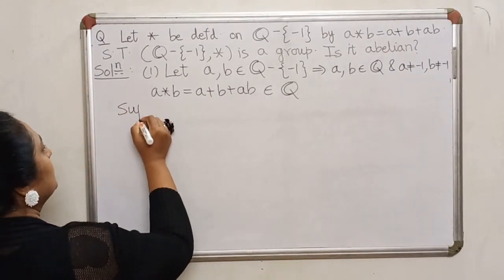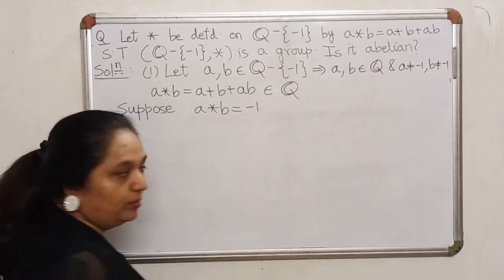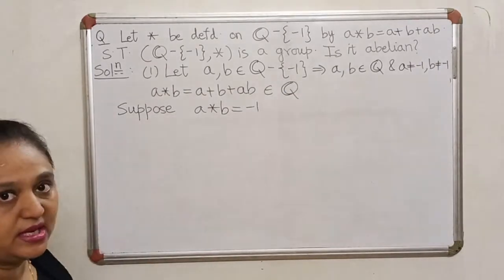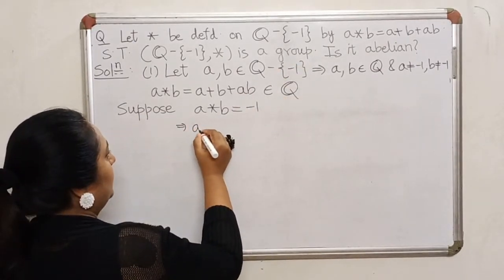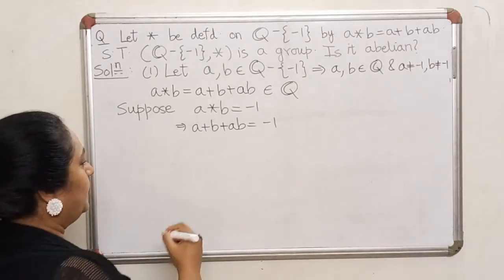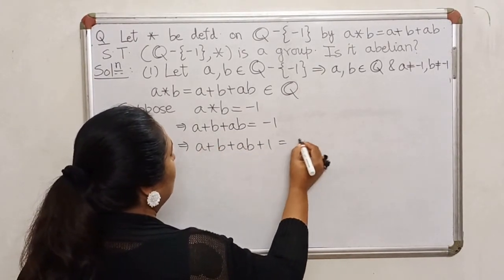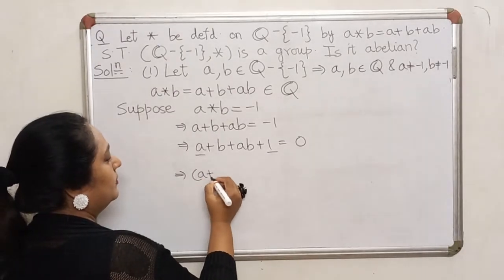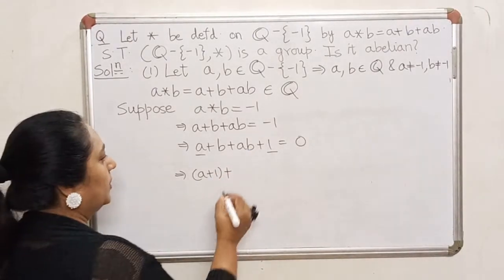So suppose in some case a star b does actually become equal to -1. Now I need to come up with some kind of a contradiction. That's the intention. But for the moment, let me simplify. Substitute for a star b. a star b is a plus b plus ab. That should be equal to -1. Let me take 1 on this side. So I'll get a plus b plus ab plus 1 equal to 0. So let me put these two elements together, and from the second and the third element, let me take b common.